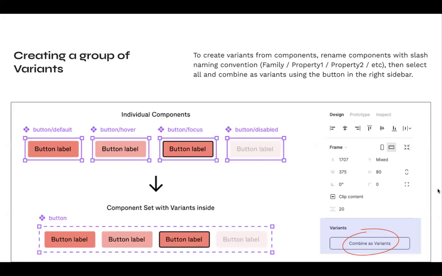So to create variants from components, you rename components with slash naming convention, like family slash property one, family slash property two, and then you can select all and combine as variants using the button in the right sidebar.